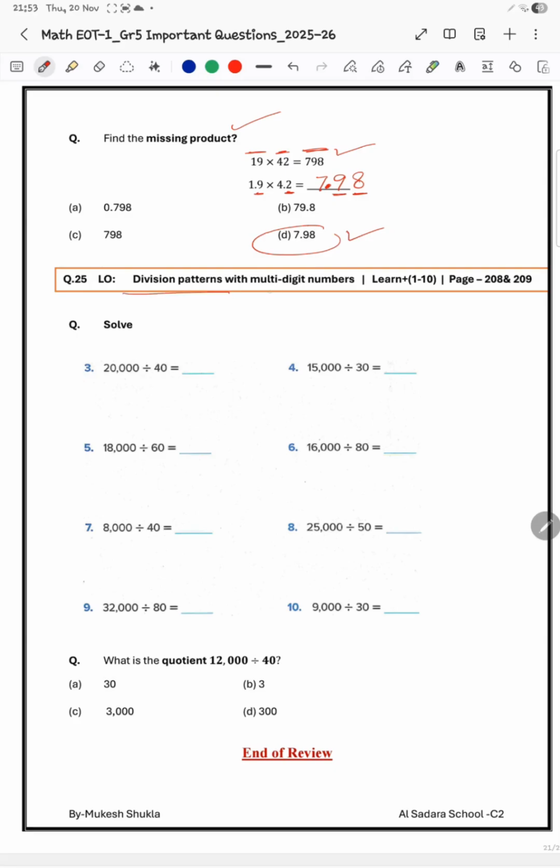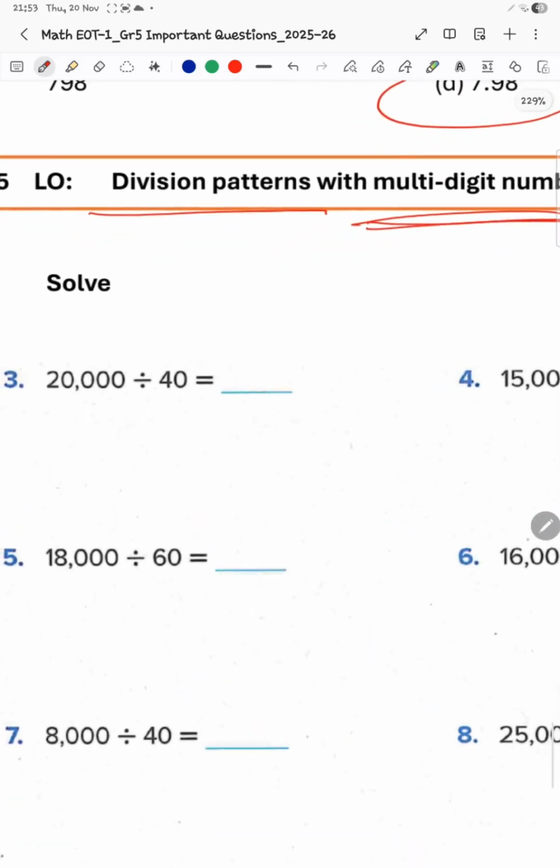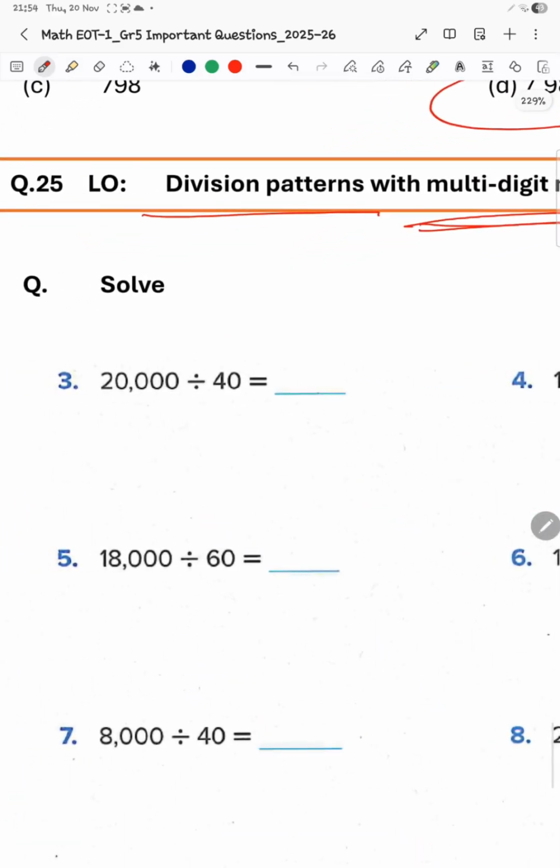Use the division pattern to find the answer, or find the quotient. This is quite easy. Here you need to follow a certain rule. This is division, right? And here you can see how many zeros there are. Only one zero. So take 1 zero from here and take 1 zero from here.